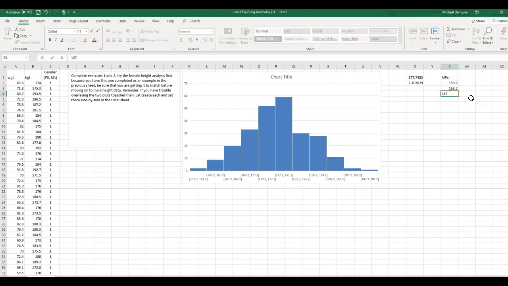So this would be 167.2. Add 4 to that, and we would have 171.2. Let's add 4 to that, so we're at 175.2. 179.2. And now it all starts to start over again, kind of, right? We'd be at 183.2, right? 187.2.